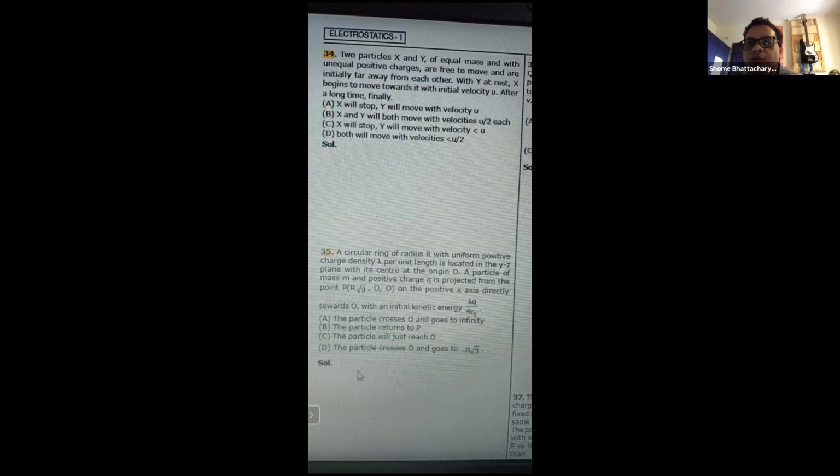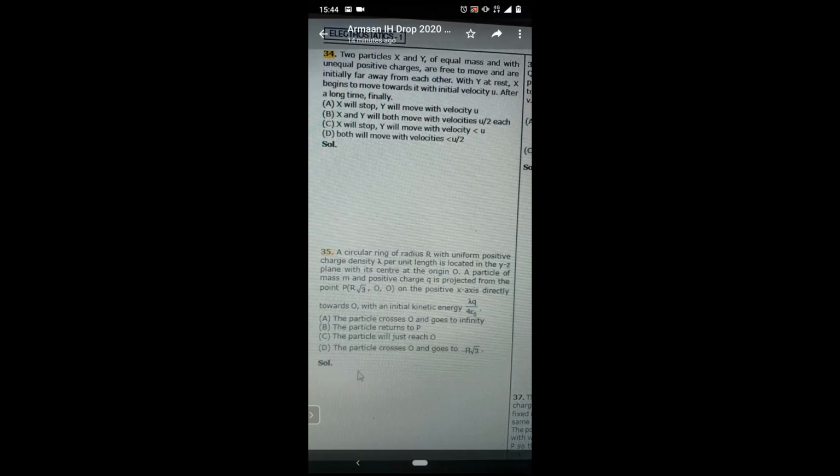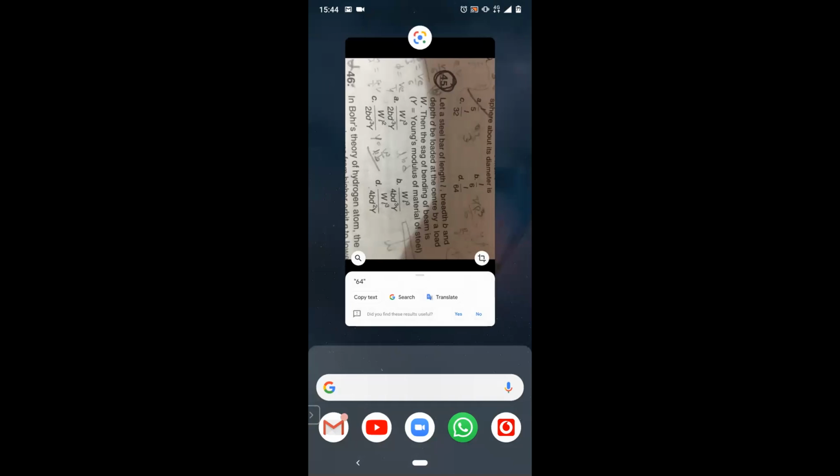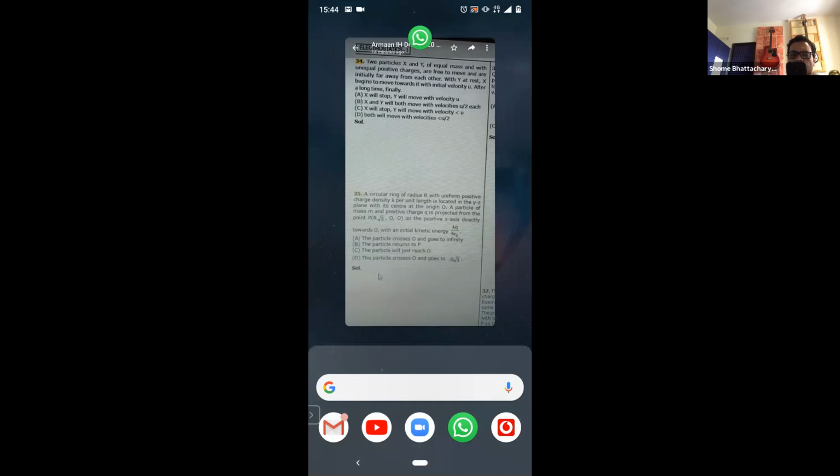I think it is quite clear that C and D cannot be correct, because if their masses are equal, if X stops, then Y must have the momentum of M into U. So how can its velocity be less than U? That's not possible. And similarly, if both move with less than U by 2, the system's momentum will become less than the initial momentum. That's also not possible. So either A or B will be correct, because C is definitely ruled out.